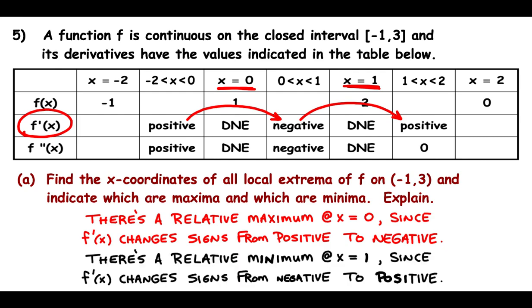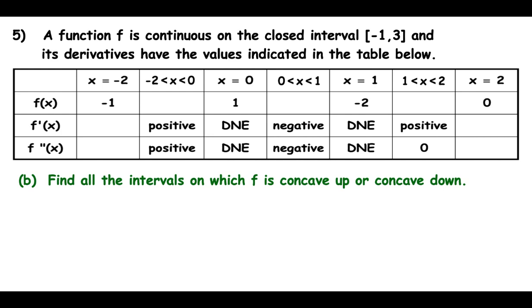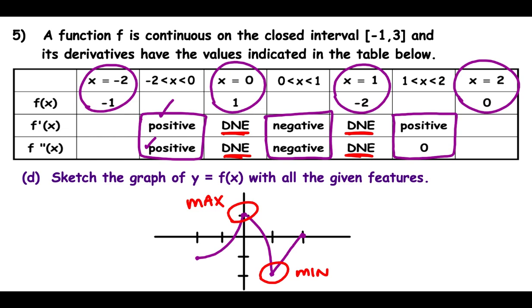Okay, 5B, we want to find the intervals with concavity. Here it doesn't say to explain, so we just need to state where it's concave up and concave down. And again, you can see it two different ways. You can see that it's certainly concave up right here, that's between -2 and 0. And it's concave down right here between 0 and 1. This portion of the graph does not have any concavity whatsoever. It's just a straight line. It's linear.